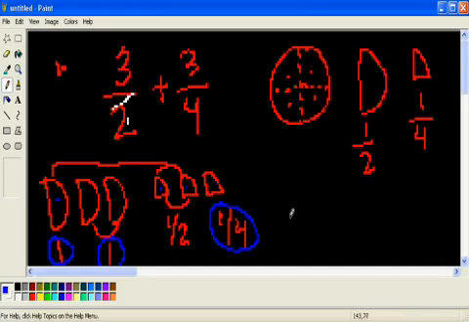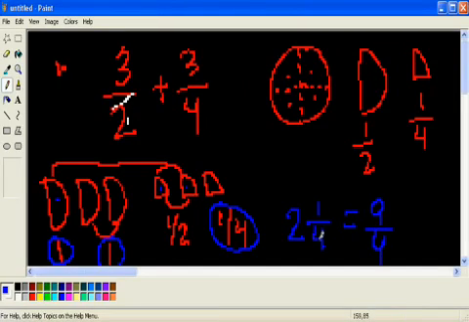Or if you want to think about it in terms of a mixed fraction, I would have 9/4. If you were to do this algebraically, you have 4 times 2 is 8, plus 1 is 9, and then 9 goes up there, the denominator stays the same. I have 9/4.